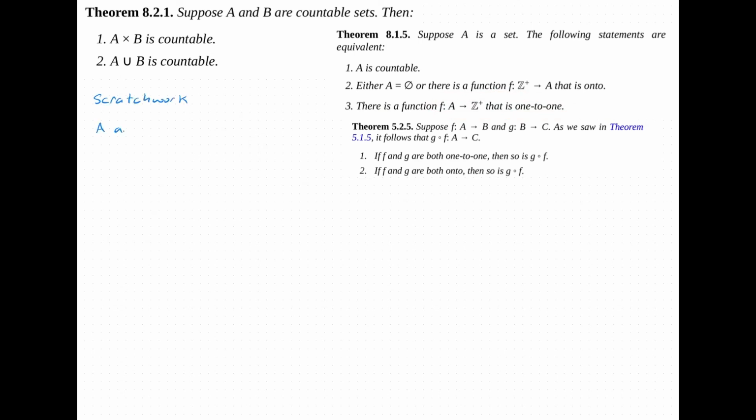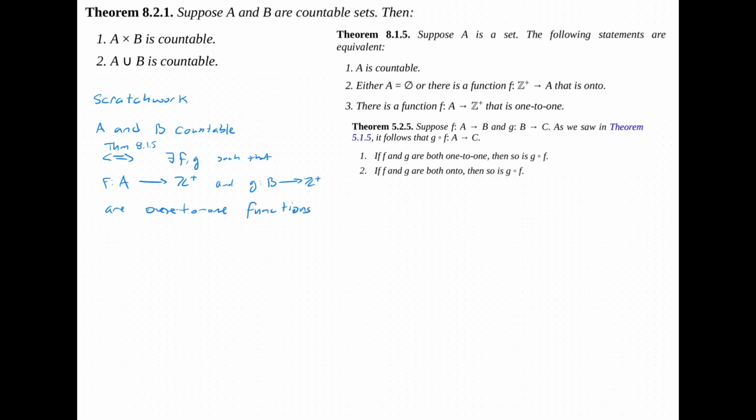So A and B countable is equivalent, by theorem 8.15, to the existence of two functions f and g such that f is a function going from A to the positive integers and g is a function from B to the positive integers. And so these are 1 to 1 functions.